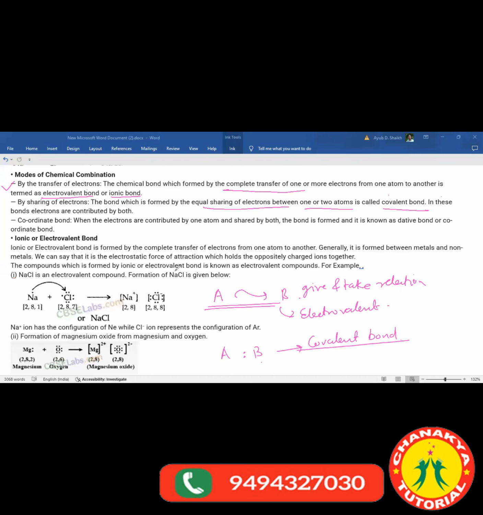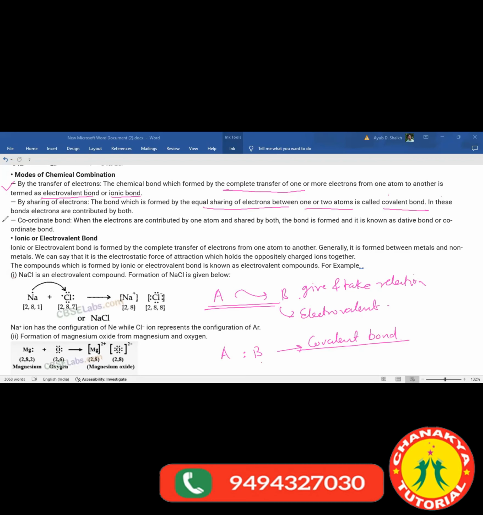When an electron is transferred from one atom to another atom, that is called an electrovalent bond or ionic bond. And when electrons are equally shared by both atoms in a chemical bond, that is called a covalent bond. One more type of bond is the coordinate bond.